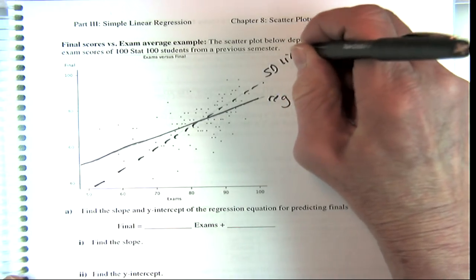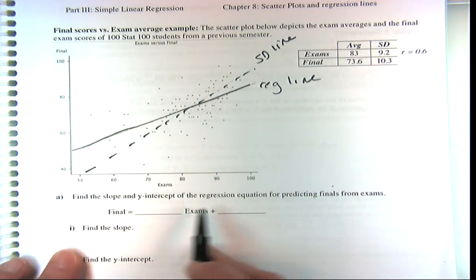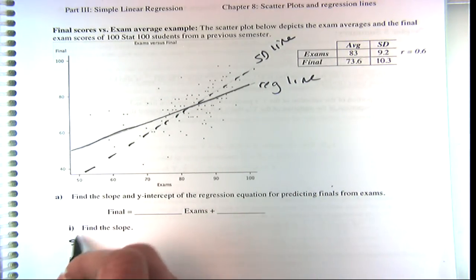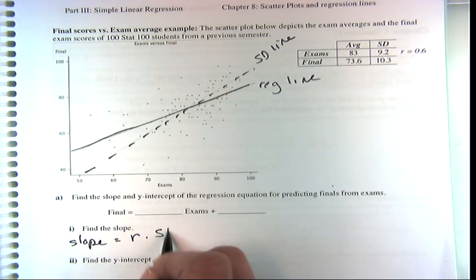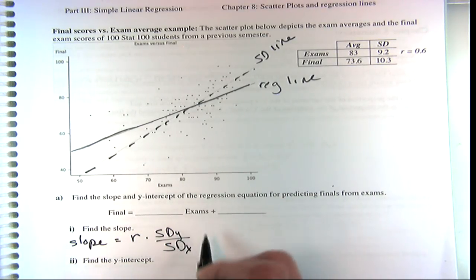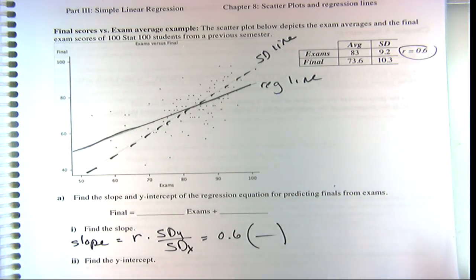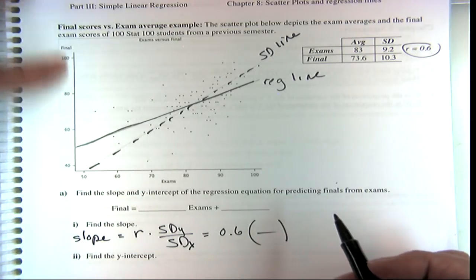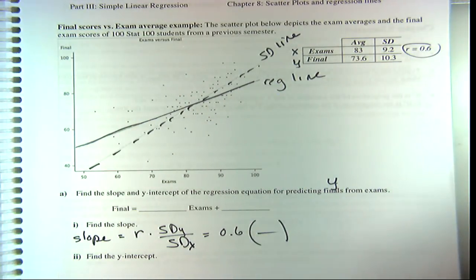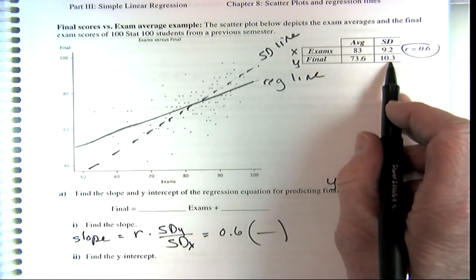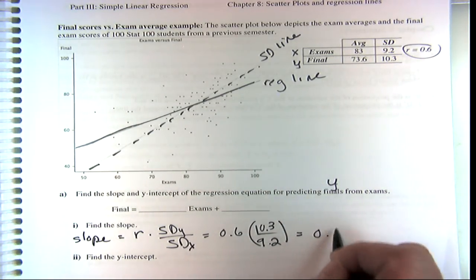Okay, first you want to find the slope. Here are our 5 summary statistics, and we want to find the slope and the intercept. To find the slope, you have to remember, it's r, the correlation coefficient, times SDY over SDX. In this case, there's our correlation, 0.6, and which is y and which is x? Whatever you're predicting is y. So y is the finals, and x is the exams. So here the standard deviations would be 10.3 over 9.2, and this is 0.67.